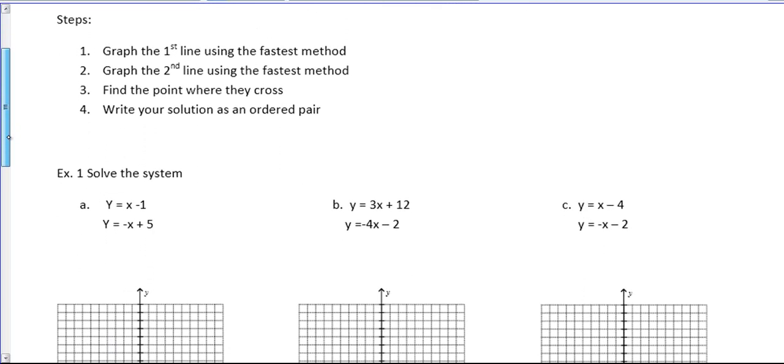Alright, so basically our steps are pretty simple. We're going to graph the first line. Alright, we're going to graph the second line. Alright, then we're going to find where they cross and write our answer.